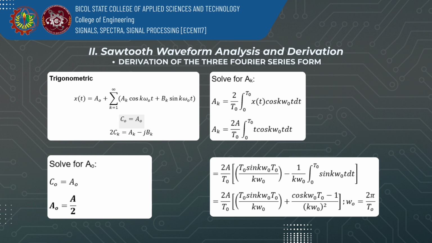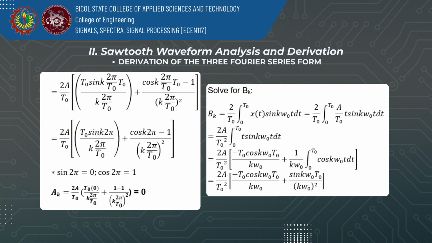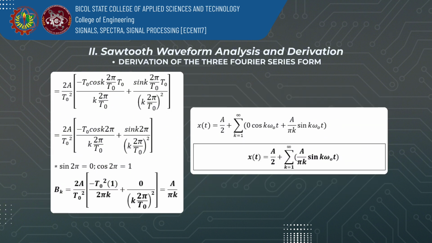Now for the trigonometric form, a sub o is the same as c sub o. So it remains A over 2. And then a sub k, the cosine coefficients, so when we integrate for the cosine terms, the result is 0. So this tells us that the AC part of the wave relies on sine terms. Then the b sub k, sine coefficients. So for the sine terms, or b sub k, we perform integration again. After evaluating the limits from 0 to T sub o and simplifying using the fact that cos 2 pi is equal to 1, we arrive at the final coefficient A over pi k.